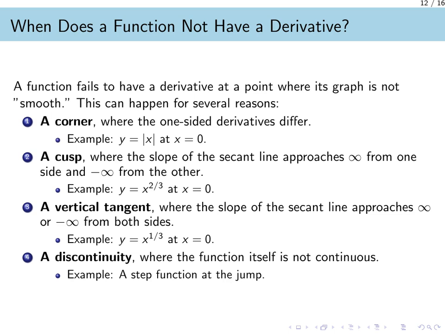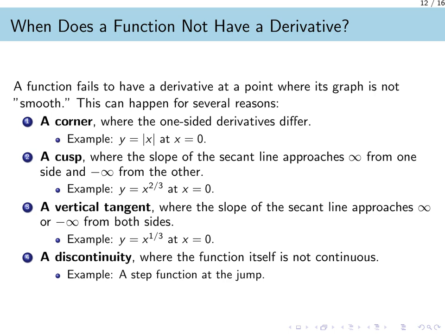Second is a cusp, an even sharper point where the slopes approach infinity from one side and -infinity from the other. Third is a vertical tangent, where the tangent line becomes vertical and its slope is undefined, like the graph of y equals x to the power of 1/3 at the origin.